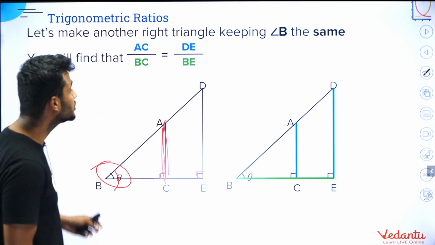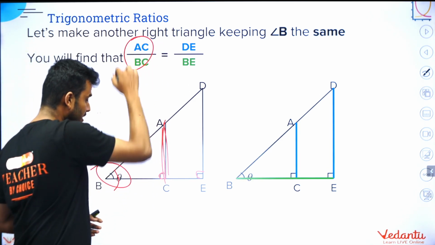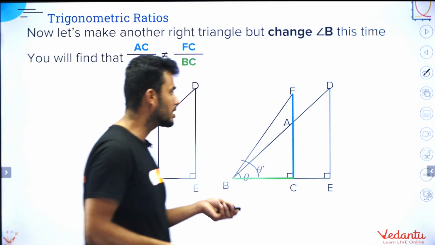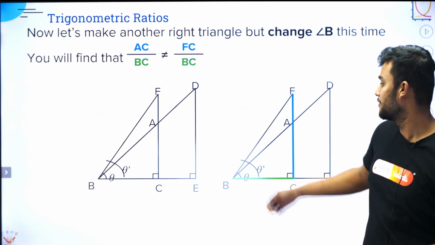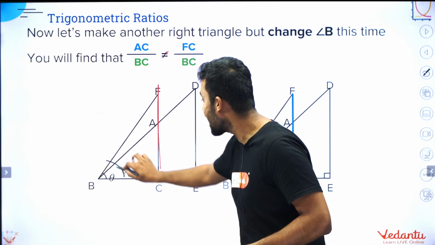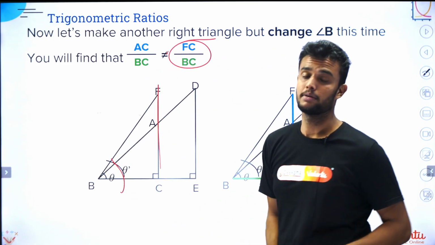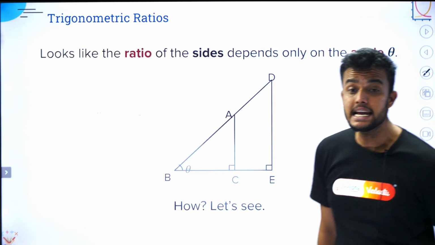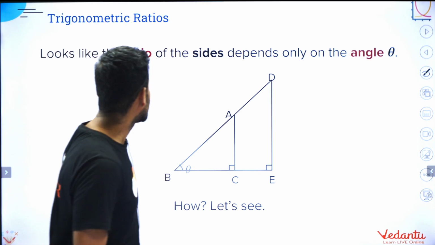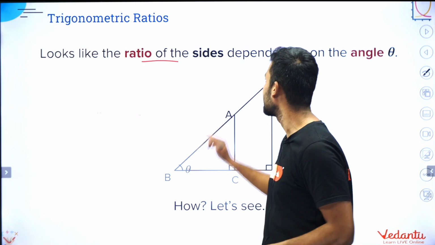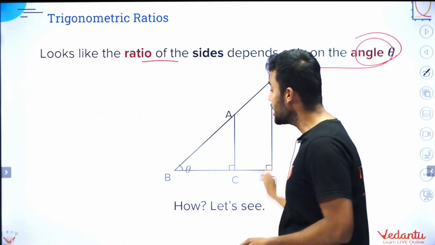And also by using the theorem, AC by BC is equal to DE by BE. We are already familiar with this. We can easily divide. If theta varies, this angle is not equal. It's nothing but the ratio always depends upon theta. Look here, the ratios of the sides always depend on the angle theta. It only depends on the angle theta.